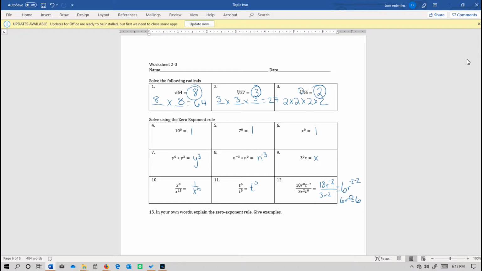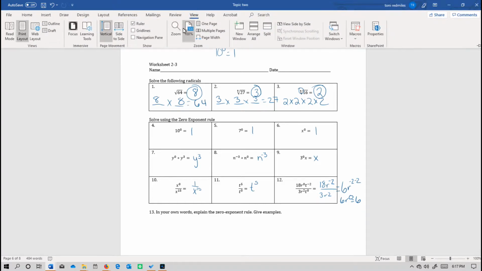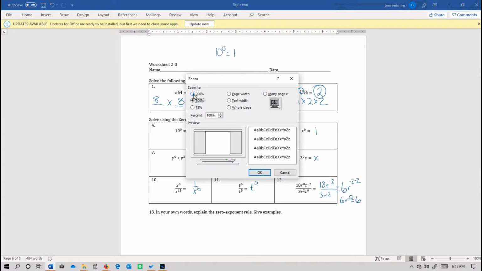Now the zero exponent rule says that anything to the 0 power equals 1. Doesn't matter what it is. So for the first 3, you can see they're just all 1. But then it gets a little weird after that. So let's look at those.